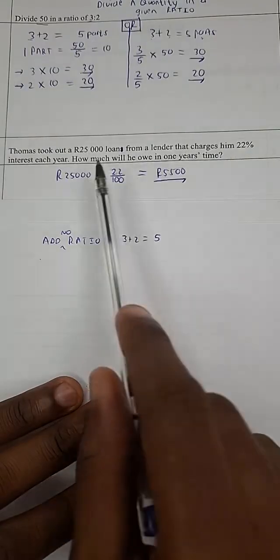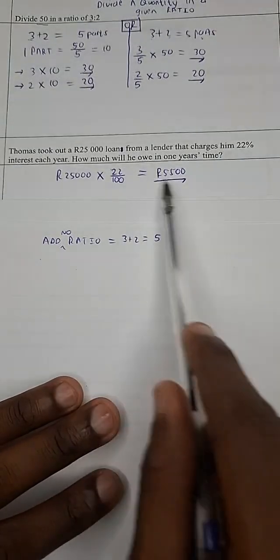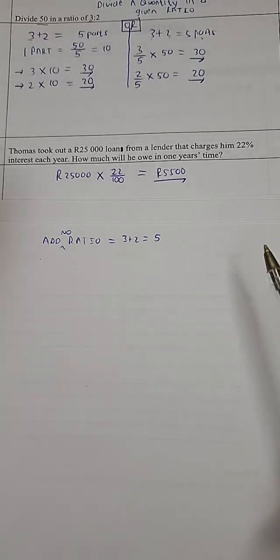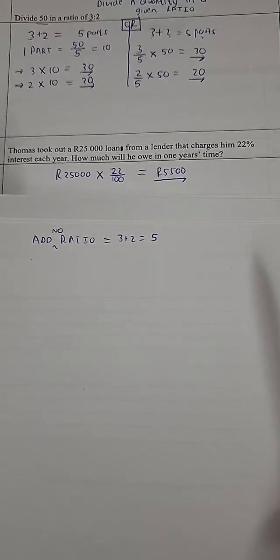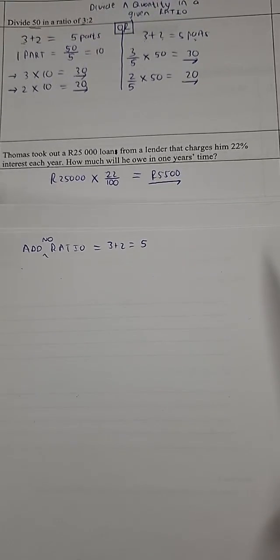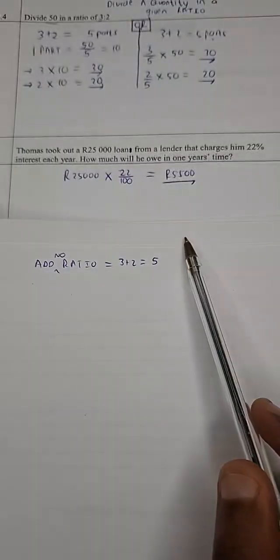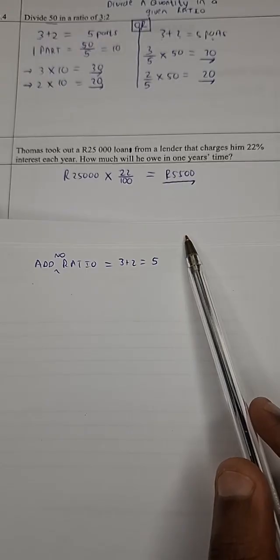So they are now asking how much will he owe in 1 year's time. How much will he be owing in 1 year's time? Remember, he takes the 25,000 rand loan. But then the question is, how much will he owe in 1 year's time?